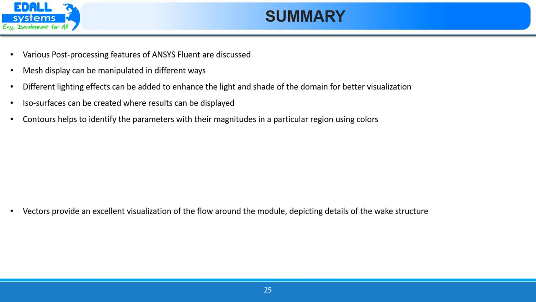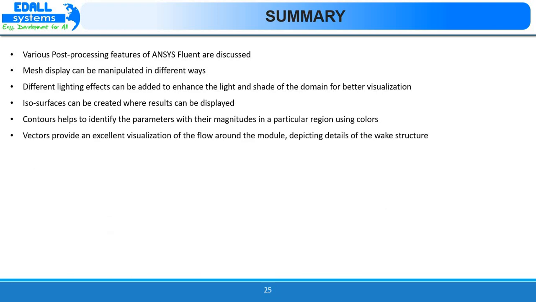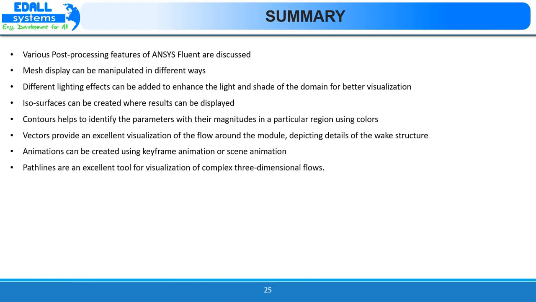Also then we have seen some velocity vectors which are an excellent visualization of flow around the module depicting details of the wake structure. Then we have seen animations can also be created using keyframe animation or scene animation. After that, we have seen how we can generate path lines, which are an excellent tool for visualization of complex 3D flows. After that, we have seen how we can develop multiple results in a single plot using overlay option.